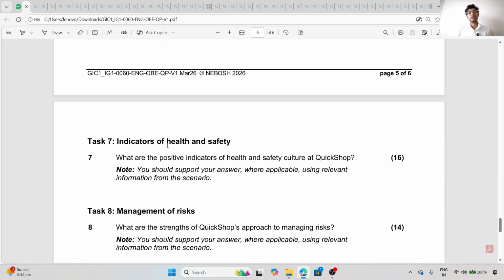Now, task 7, that is about indicators of health and safety. What are the positive indicators of health and safety culture at Quick Shop? As per the scenario, you should mention all the positive indicators of a good or positive health and safety culture that you have found in this particular scenario. See here, it is 16 marks, so you should put a lot of points. Note down each and every word that shows positive health and safety culture, and implement it in the points.